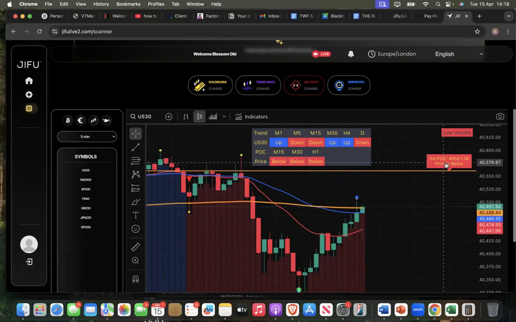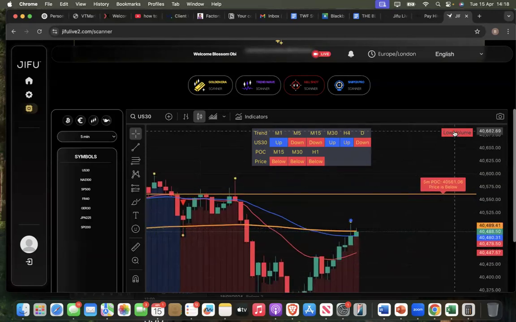Can you see it? Now, look at here. It's telling us what? Low volume. Now, if I see low volume, I'm not even entering the market because it means there's not enough money in there. Look at it up here. Can you see my hand? Okay.